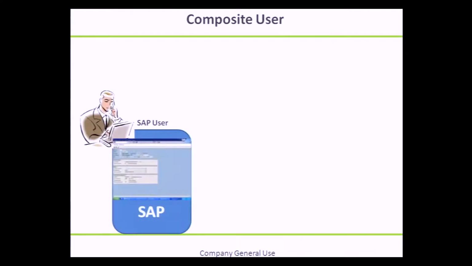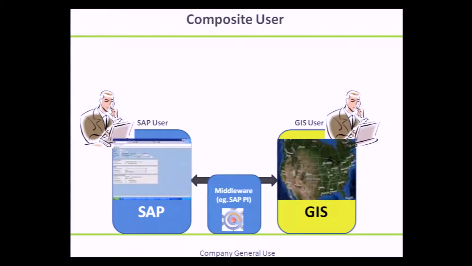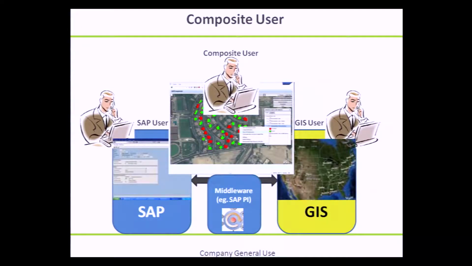Another definition: what do we mean by composite user? This is like an introduction to go to the main subject. Typically we have SAP users that are using SAP systems in different areas, and we have GIS users. By connecting these two users or these two platforms, we introduce what we call the composite user. The composite user is using what we call a solution. The solution is basically using different systems within one platform.